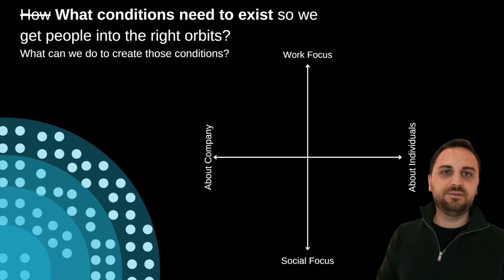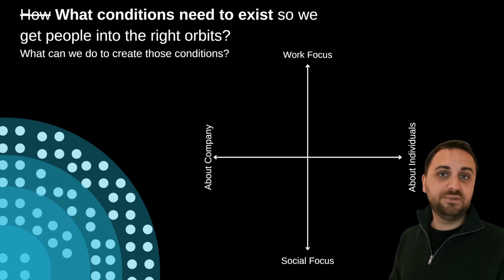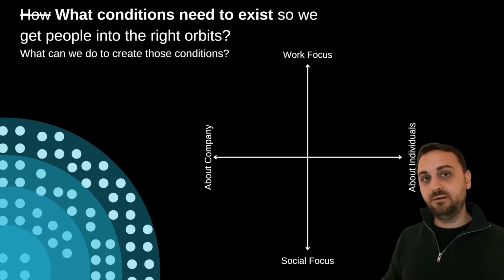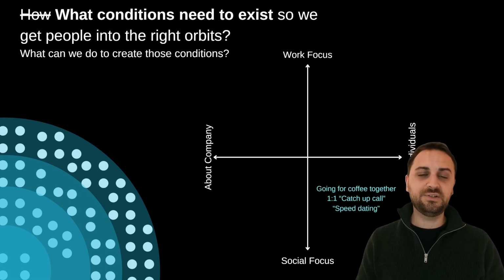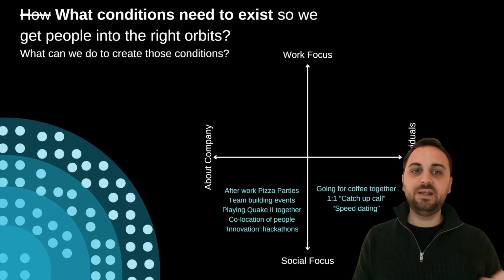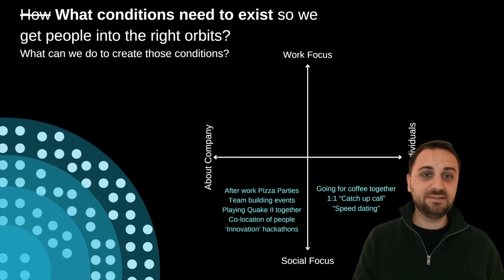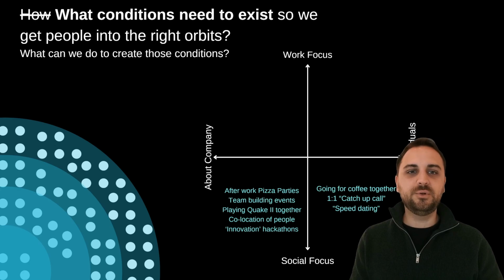I like to think about these interactions this way. We can have conversations with each other that are about the work or about socialization. We have work conversations that are about the company and conversations that are about individuals. So you can have going for coffee together, a one-on-one catch-up call, or sometimes you see the speed dating or Slack plugins like Donut, which match you with some random people. After work pizza parties, team building events, playing Quake 2 together. I did that at a company. It was fantastic.